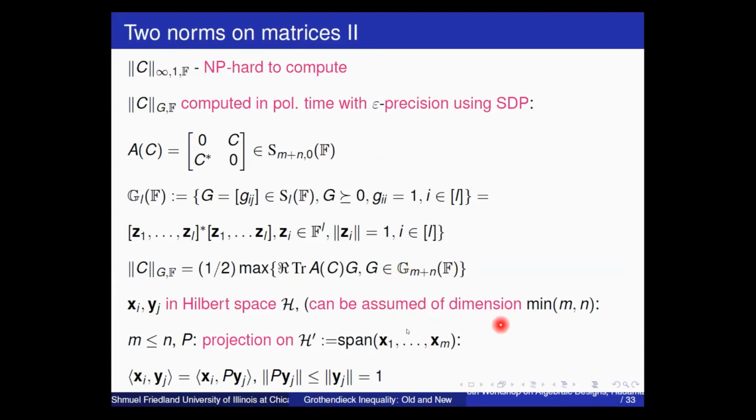Okay, so why can the space be assumed to be of dimension minimum n? Because suppose you have m less than n, and this is a subspace of at most dimension n, and you take the orthogonal projection on this subspace. So the inner product of xi with yj would be xi with P yj, and P yj equals yj with norm 1, and that's it. We just need this to show you some simple application of Krivine inequalities.